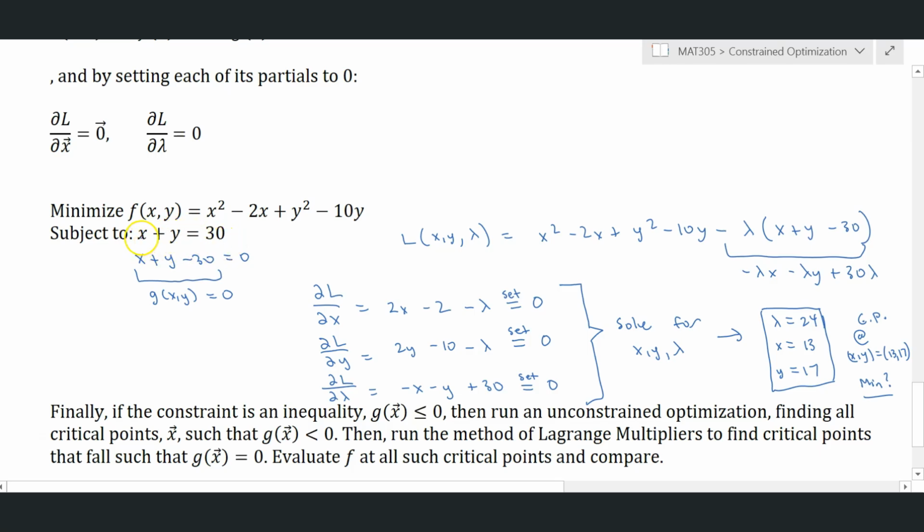So maybe doing like x is 12.9 and then y is 17.1. That still adds up to 30, and then just checking that the value of the objective function, that associated cost, is higher than when it's at 13, 17. So you can't just plug in any x and y. You want to pick an x and y that's near this point.